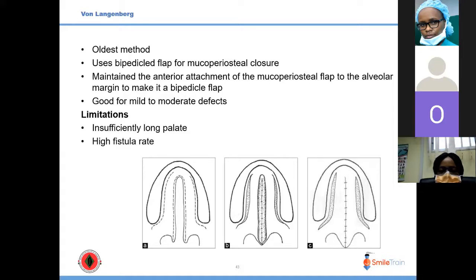But in the soft palate, we are going to close the nasal mucosa, the muscles, as well as the oral mucosa. It's actually a bipedicle flap that is based on the greater palatine vessels. In this technique, it is important that we try as much as possible to release the soft palatal muscles. This is one of the disadvantages of von Langenbeck, because if it is not properly done, then you will not be releasing the muscles. And it's important that we release the muscles.